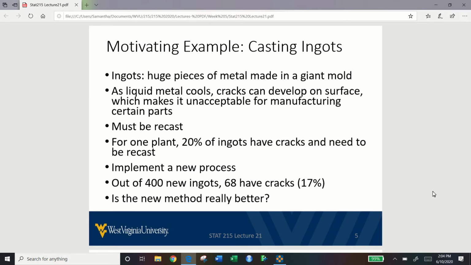For one plant, 20% of ingots have cracks and need to be recast. So the manufacturer decides to implement a new process. Out of 400 new ingots, 68 have cracks, which is 17%. So for us, we must ask ourselves, is this new method better than the original method?